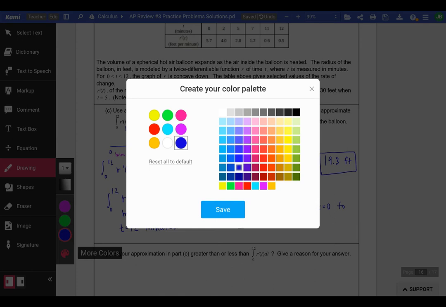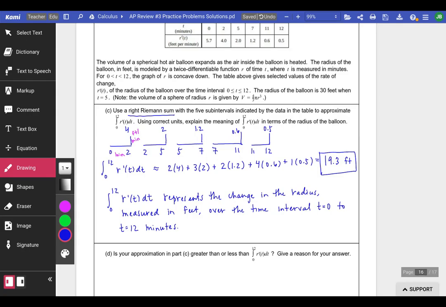For the points on this one, it was 1 point here, and then 1 point for explaining the meaning.